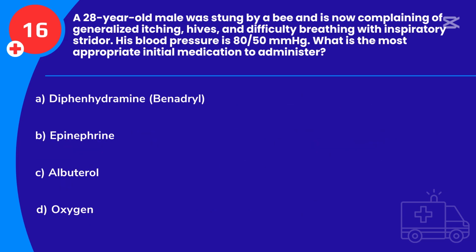Question 16. A 28-year-old male was stung by a bee and is now complaining of generalized itching, hives, and difficulty breathing with inspiratory stridor. His blood pressure is 80/50 mmHg. What is the most appropriate initial medication to administer? A. Diphenhydramine, Benadryl. B. Epinephrine. C. Albuterol. D. Oxygen.